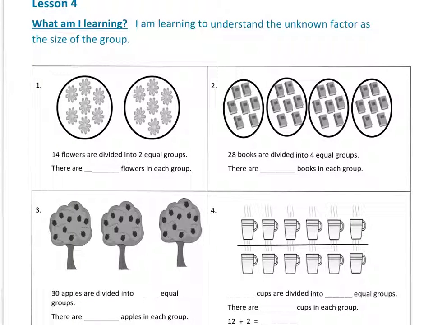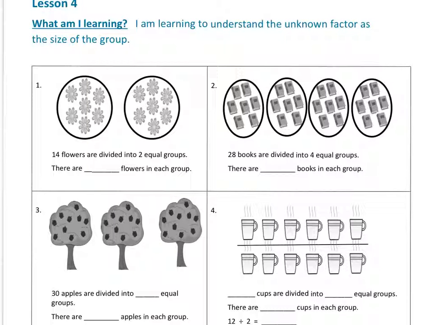Welcome to your first lesson in Alligator Math. This is actually lesson 4 in your problem set and homework packets. The focus of this lesson is I am learning to understand the unknown factor as the size of the group. That's what you're going to be working on in lesson 4. You may want to check your evidence sheet to make sure that you see and connect with the information on there.